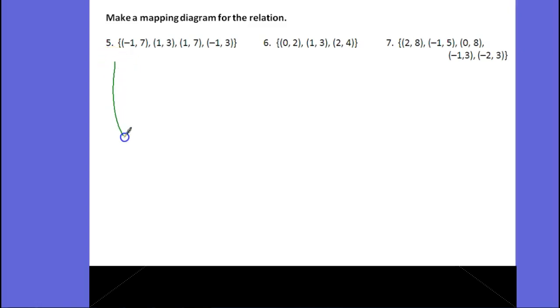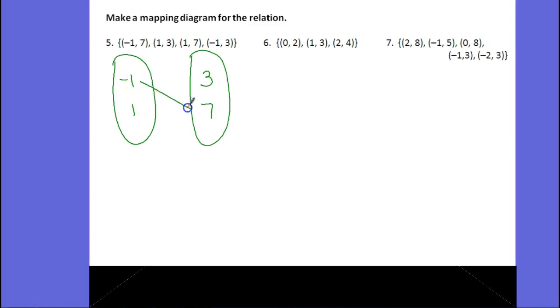So in 5, you list out your domain. So you have -1, you have 1, and 3 and 7 are going to be in my range. So again, my domain and range are relatively small. They each only contain 2 values.